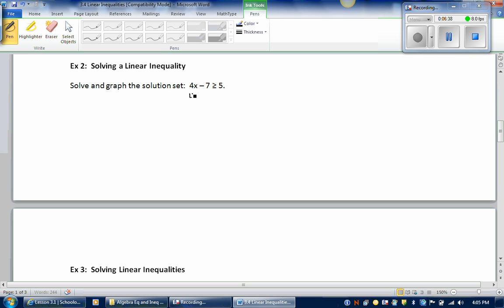So you're going to solve this just like you would if it was just a basic equation. So we know we need to isolate the variable. So your undoing order of operations, you're going to add that 7 across. So you get 4x is greater than or equal to 12. And then last but not least, you divide by 4. You get x is greater than or equal to 3. So you want to go ahead and put that on the number line.